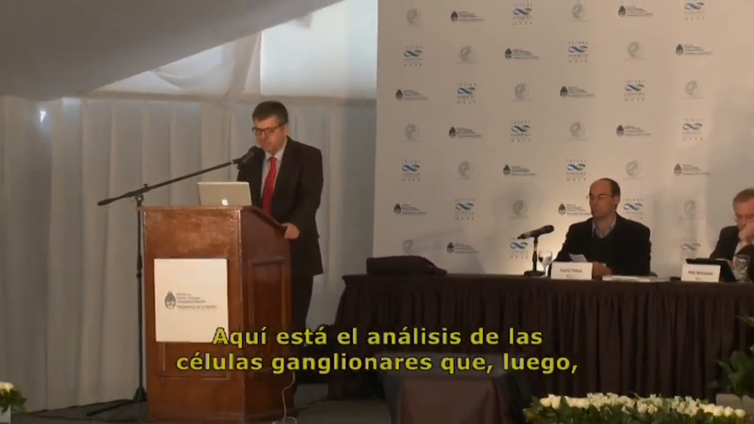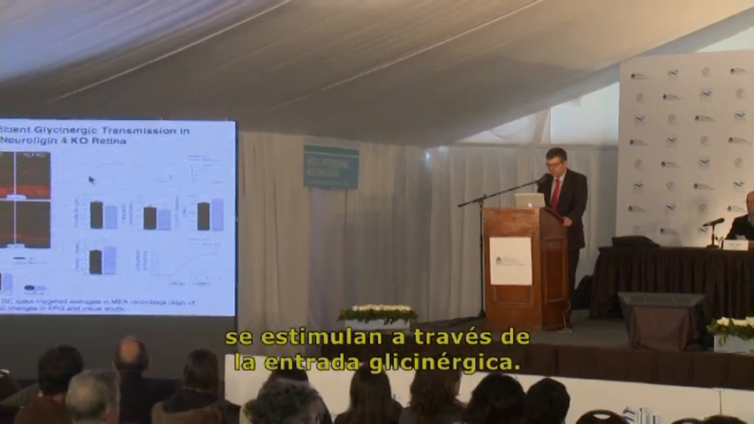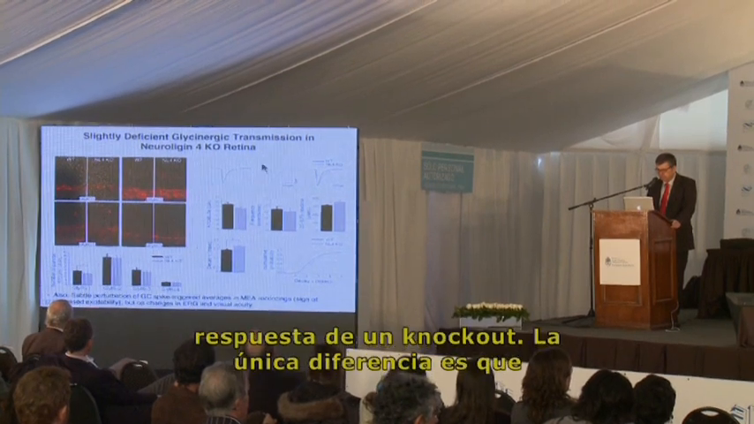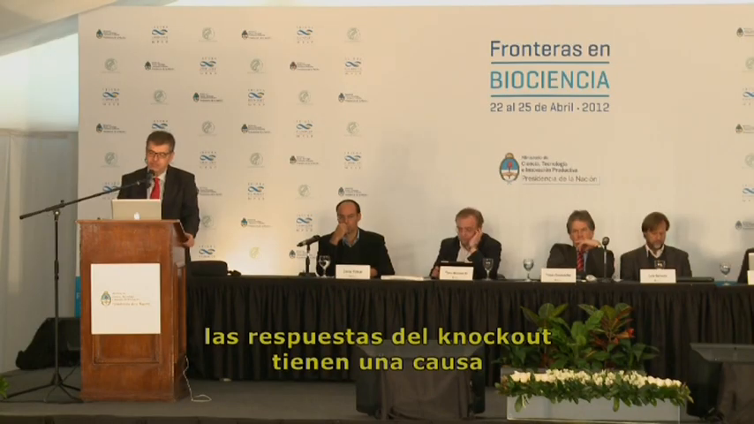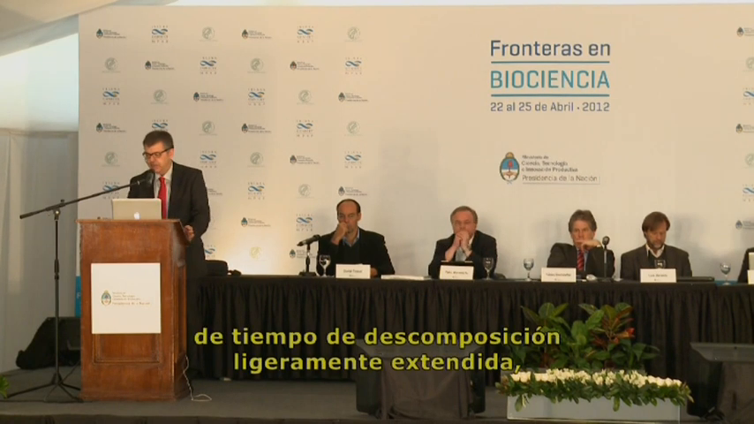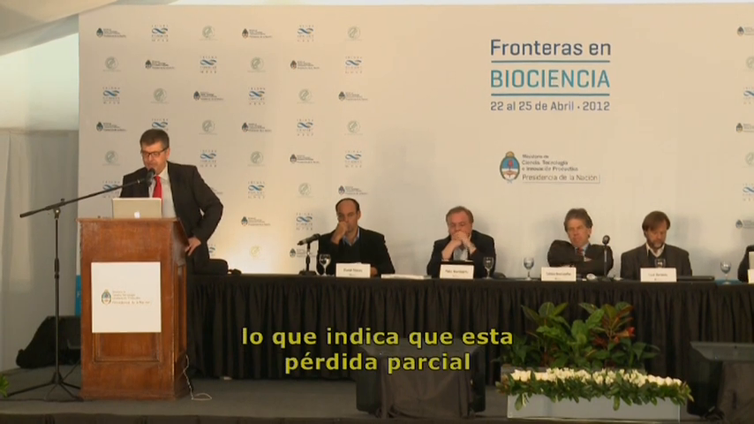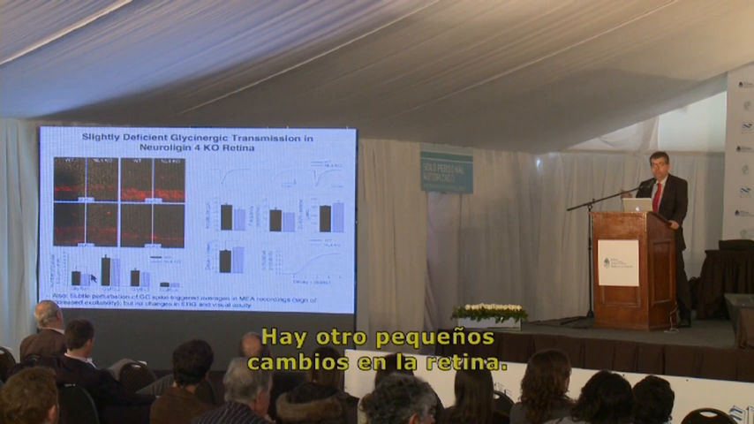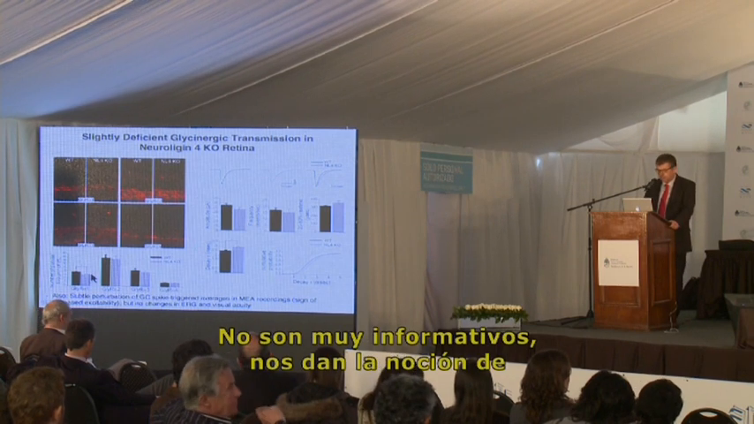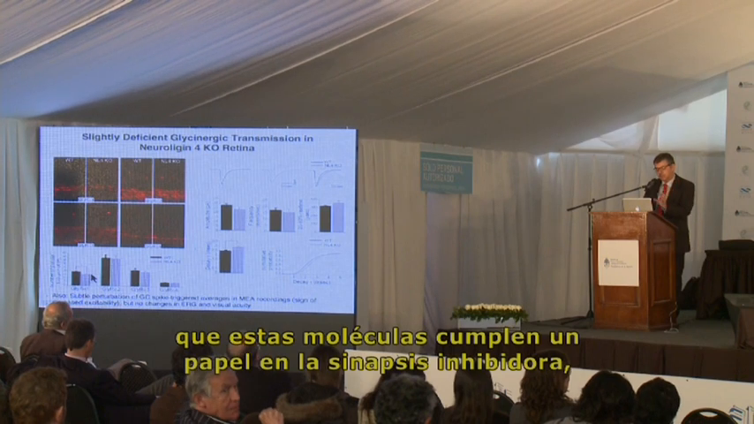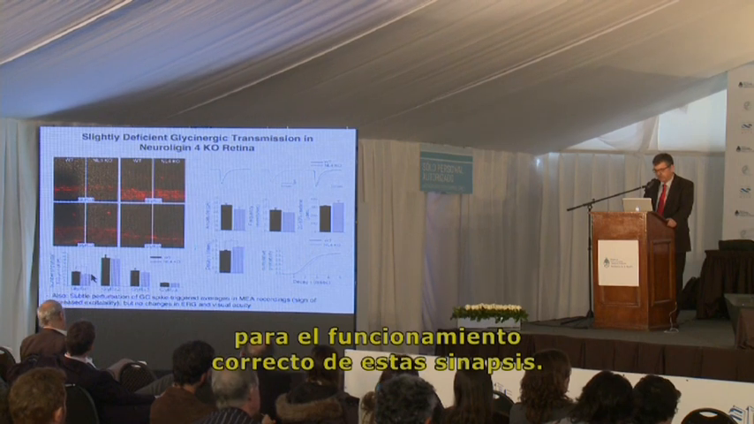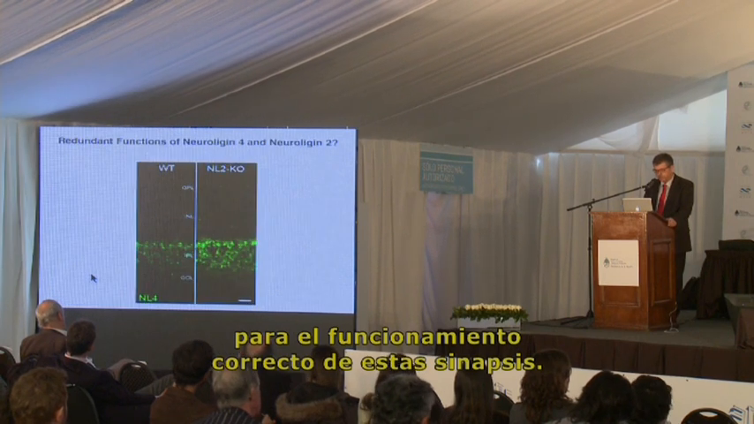What you see here are postsynaptic measurements of ganglion cells stimulated by glycinergic input. You see a wild-type cell response and a knockout cell response. The only difference we see, which is very subtle, is that the knockout responses have a slightly extended decay time course, indicating this partial loss of glycine receptor alpha-1 subunit. There are a few other small changes in the retina, not very informative, apart from the notion that these molecules play a role at inhibitory synapses, but they are not totally required for proper function of these synapses.